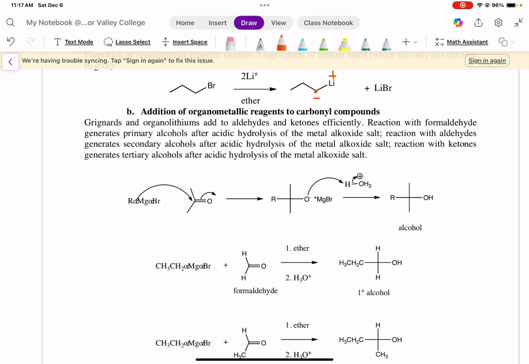Now, if we take that R, whether it's methyl, ethyl, benzene, or whatever you want, or even a cycloalkane, that's going to be a carbanion, which does a nucleophilic addition to a carbonyl carbon, that's a positive carbon. That oxygen turns into an O minus, and then you protonate it to become an alcohol.